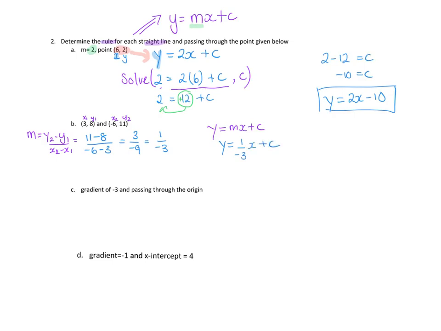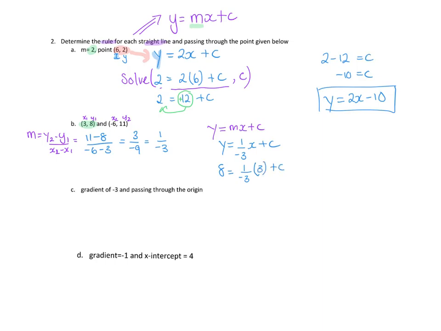So what you're going to do is you use a point. I can use any point, so I'm going to use this one. And every time in my formula where I see an x, I'll put a 3, and when I see a y, I'll put an 8. So I've got 8 equals, because that's what y is, negative 1/3 times 3 plus c.